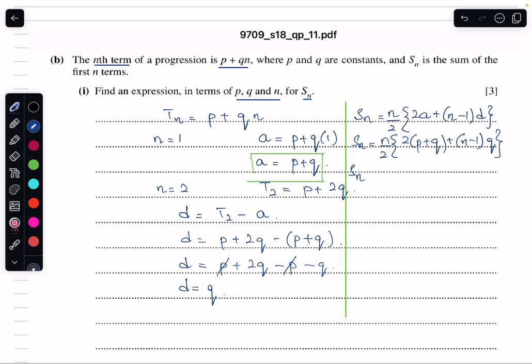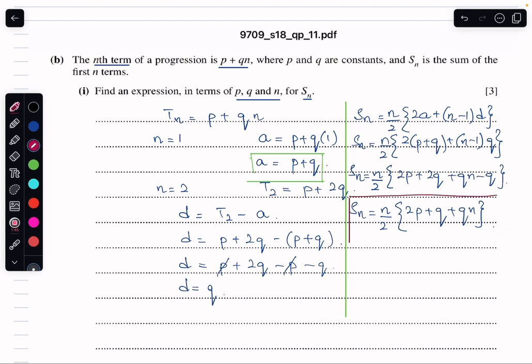So simplifying this equation, I should say it's n by 2 times 2p plus 2q plus qn minus q, or I can say that the sum formula here shall be n by 2 times 2p plus q plus qn. So this can be my expression for the nth sum in terms of n, p and q. So this is going to be the answer here.